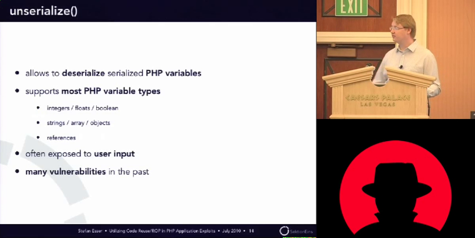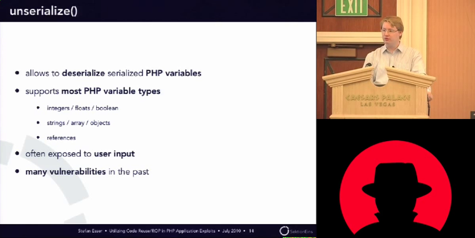unserialize is a function of PHP that is used to deserialize previously serialized data. It supports nearly all of PHP's data types. The only data type that's not supported is resources, but all the normal things like integers, floating points, booleans, arrays, strings, objects, and even references can be serialized and unserialized. And when you look at PHP applications, you will see that they often expose this function to user input. And when you look at the history of the function, you see that there are a lot of vulnerabilities in the unserialize parser itself.